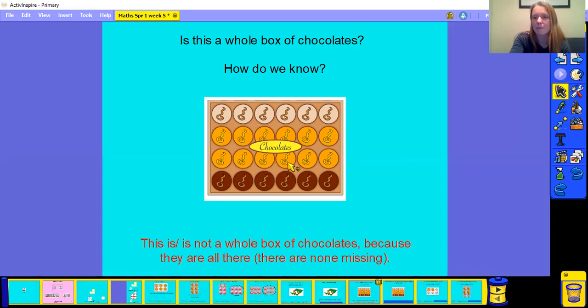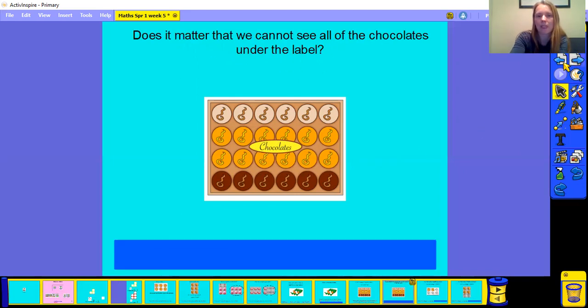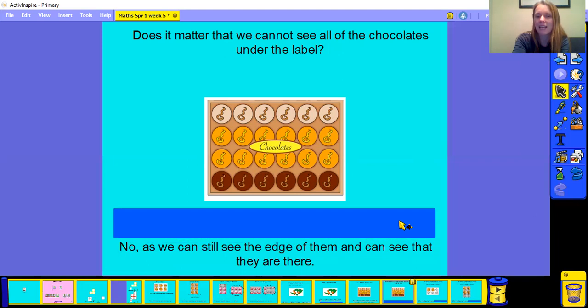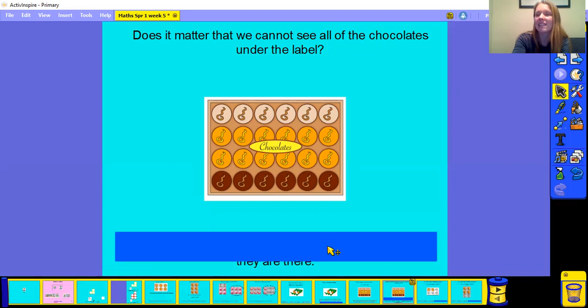There are no empty spaces. I know this is a whole box of chocolates because we have all of the chocolates. It doesn't matter that some are hiding under the label because, like we said, we can still see the edge of them, and we can see that they're there.